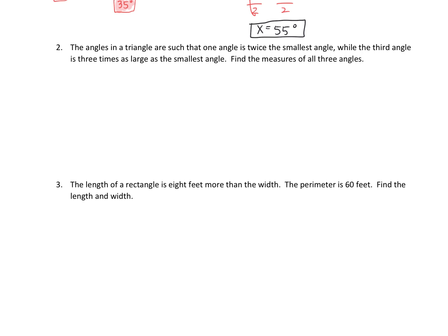The angles in a triangle are such that one angle is twice the smallest angle, while the third angle is 3 times as large as the smallest angle. Find the measures of all three angles. All right, so we have a triangle. One angle is twice the smallest angle, so x and 2x. The third angle is 3 times as large as the smallest angle, so 3x.